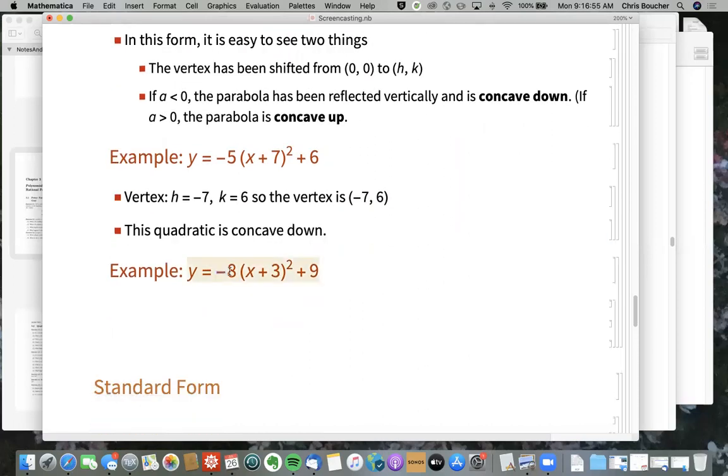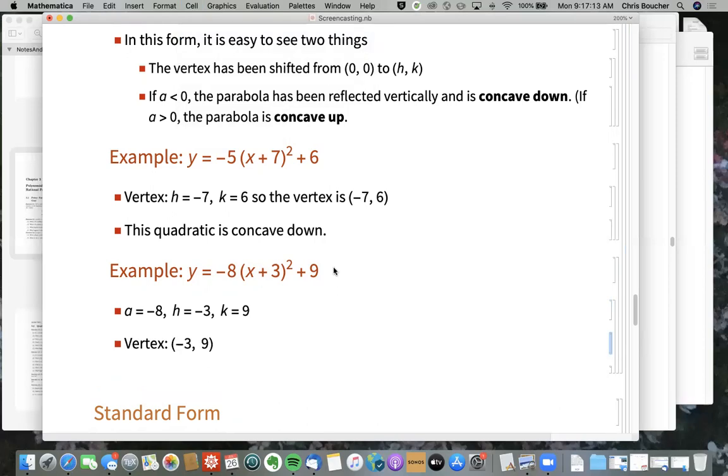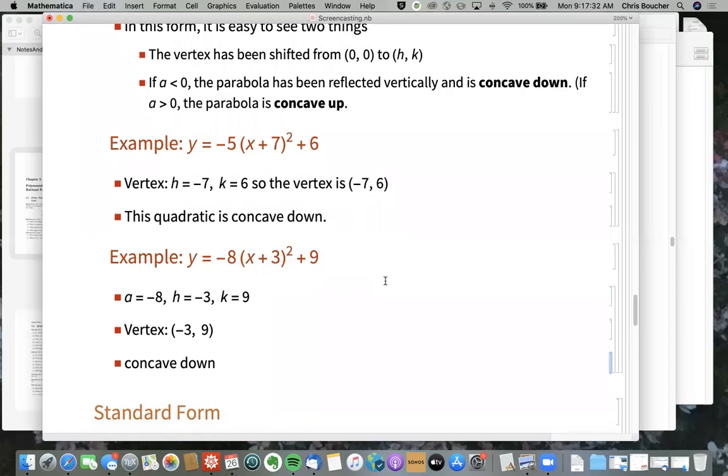Here again, in this example, concavity is easy to see. This is also going to be concave down. The h value here will be -3. The k value will be +9. And so the vertex will be -3, +9. So those are just identifying the values. The vertex is -3, +9, and the concavity is concave down. Notice that from vertex form, we can sketch a rough graph of the parabola without any technology or really doing much, just by recognizing things in the form of the equation.